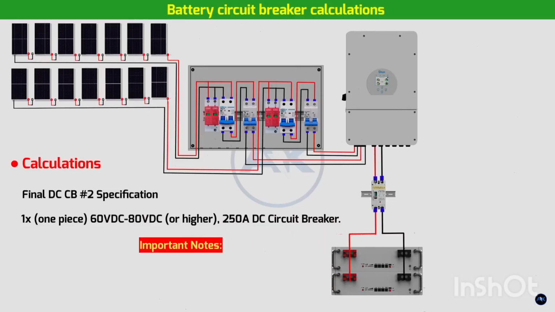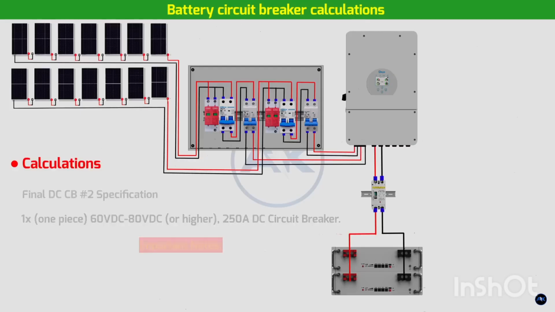Important notes: the inverter manual is king. Always refer to your specific hybrid inverter's manual. It will often explicitly state the recommended DC breaker size for the battery connection or provide the maximum battery charge-discharge currents. Some high-end inverters might even have their own integrated battery disconnects or fuses.